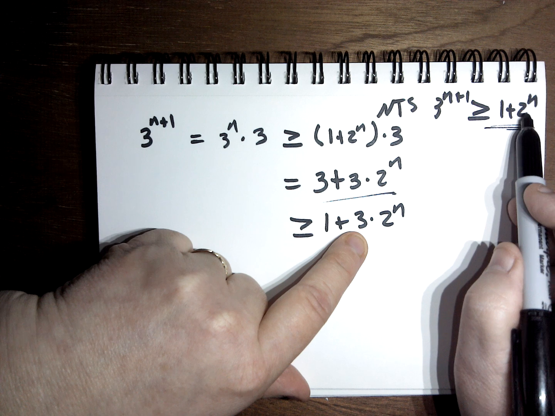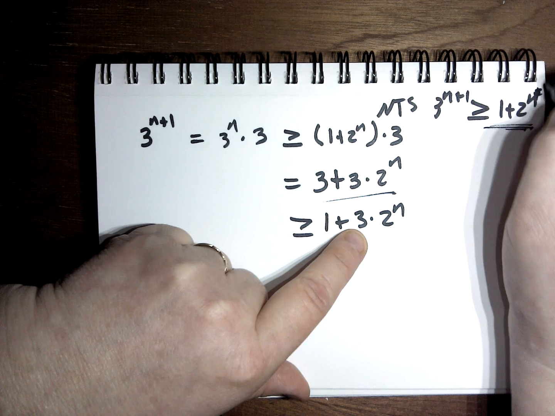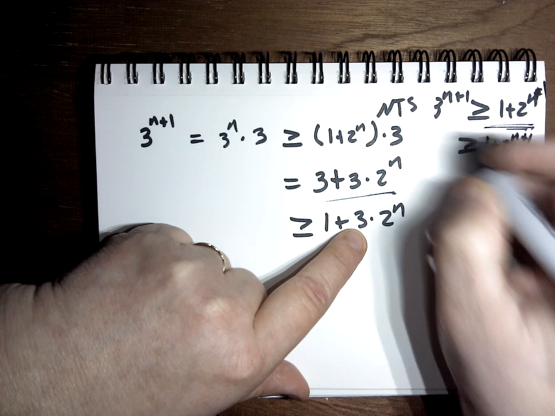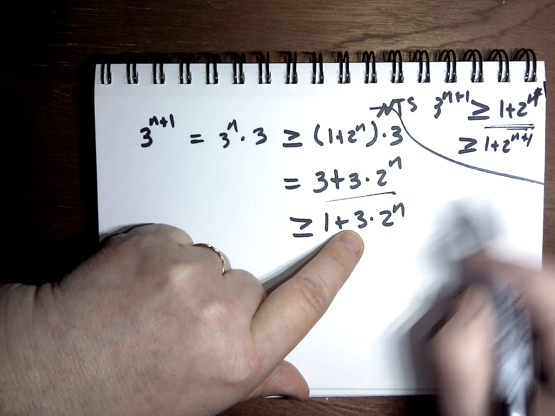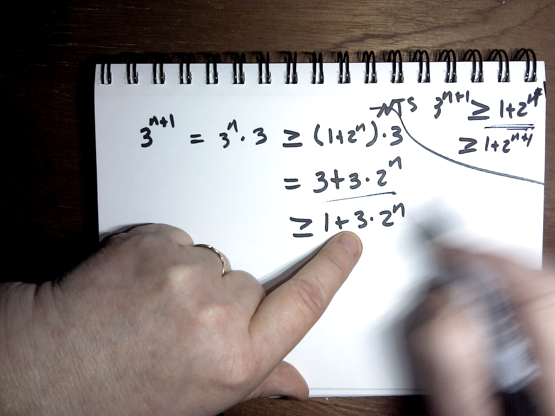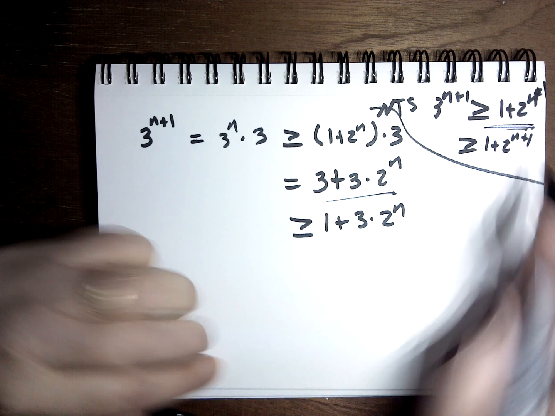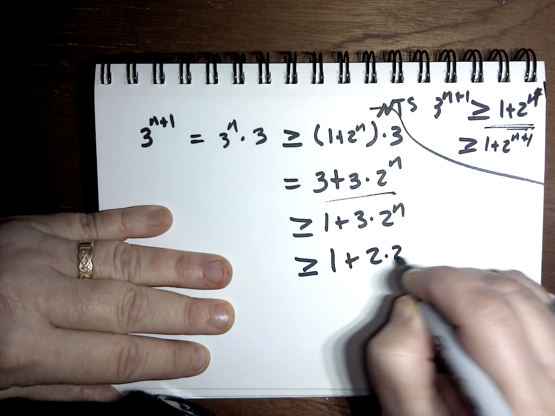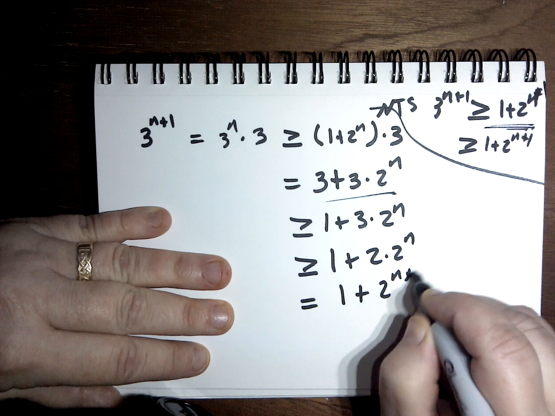Now, oh, that's supposed to be plus 1. My bad. Now here I have 3 times 2 to the n, and I need 2 to the n plus 1. Well, 3 is bigger than 2, so I'm going to replace the 3 with a 2. So this expression is 1 plus 2 times 2 to the n, which is equal to 1 plus 2 to the n plus 1.